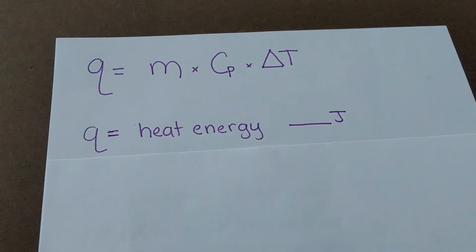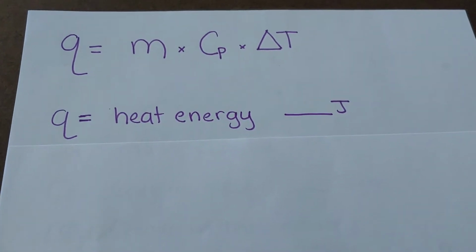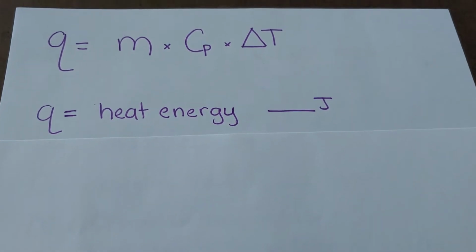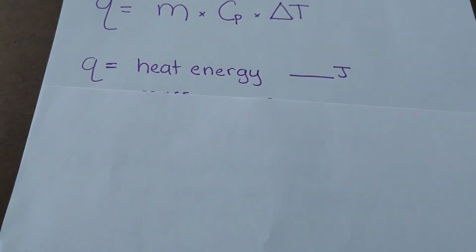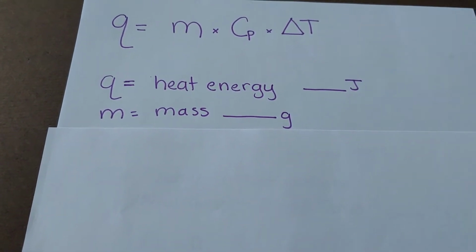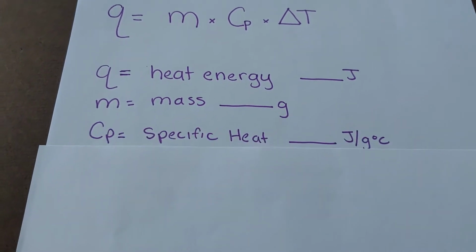For the first one, Q, that stands for heat energy. This is either the heat that is absorbed or given off, and we usually see it in units of joules. M stands for mass, and mass is expressed in units of grams.